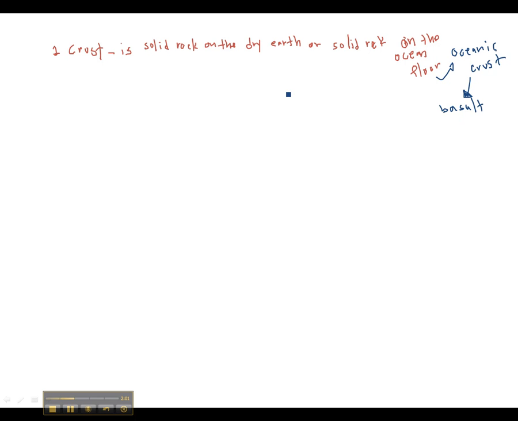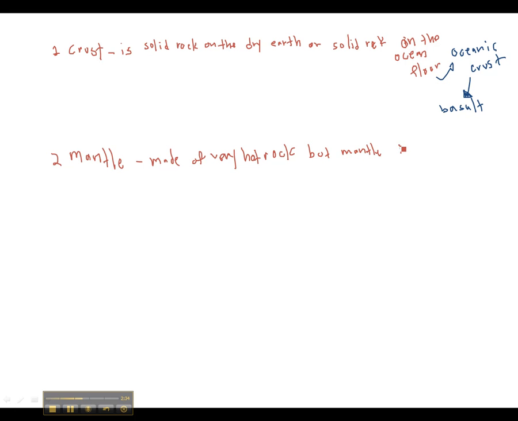So the next part of the Earth, let's keep this going here. The next layer of the Earth is the mantle. The mantle is made of rock that is very hot. Made of very hot rock. But it's solid. That's the key. The mantle is solid.